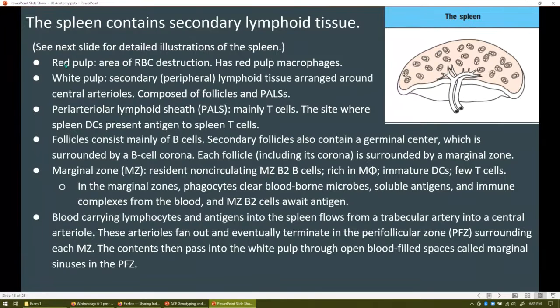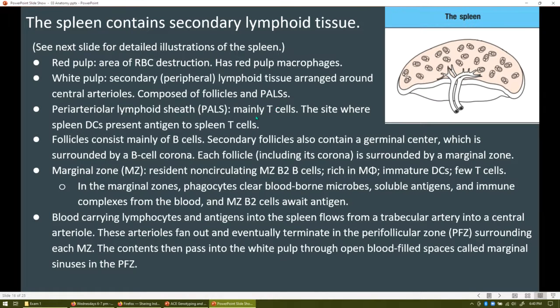So there's these red pulp areas, and that is mostly what the spleen is made of. It's mostly made of red pulp. These are areas where red blood cells are destroyed by red pulp macrophages that are taking up old senescent red blood cells and destroying them. And then it also has white pulp, which is the actual lymphoid tissue. And white pulp is arranged around central arterioles. And white pulp is composed of follicles and the periarteriolar lymphoid sheath.